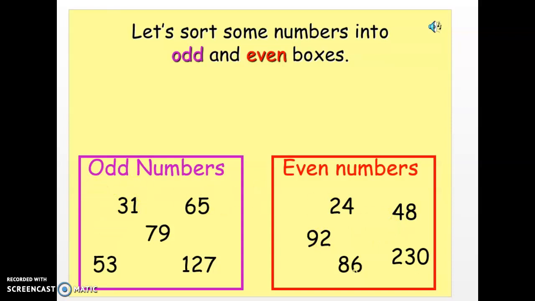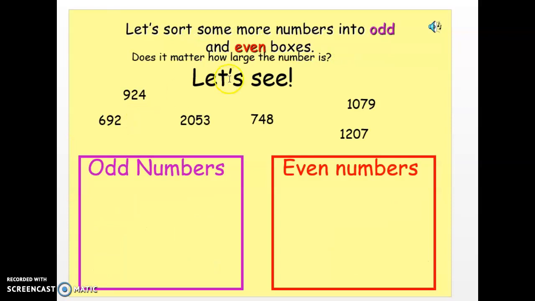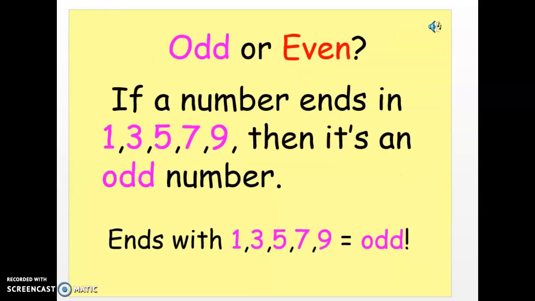Let's sort some more numbers into odd and even boxes. One question: does it matter how large the number is? Let's see. One thing you need to understand, it doesn't matter how big or how large the number is, so long as you master this rule of odd numbers. If a number ends in 1, 3, 5, 7, 9, then it's an odd number.